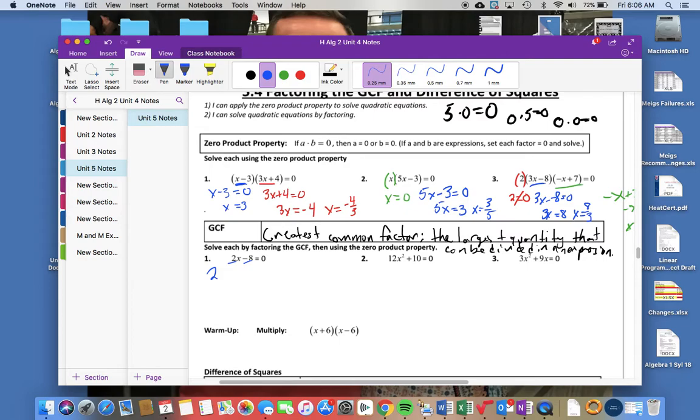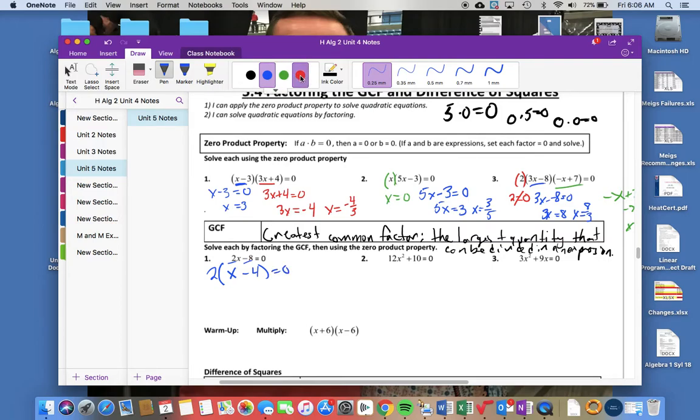And so we're going to do what's called factor that out, meaning we're going to still keep the 2, but in parentheses we're going to write what our expression would look like if we were to divide everywhere by 2. So 2x divided by 2 would be x. Negative 8 divided by 2 would be negative 4. And that's equal to 0.